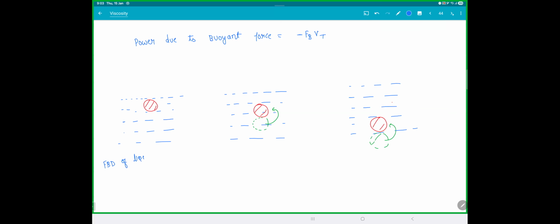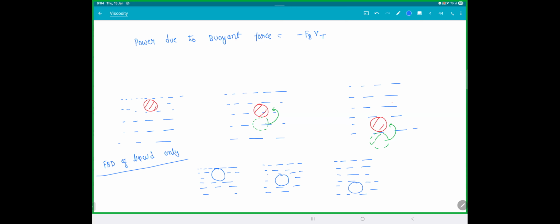If you just draw the FBD of the liquid, meaning remove the ball from there, this is how the picture will look. So you will find a cavity here. The liquid will be like this. As it sinks, the cavity will be here. Liquid will be like this. Can you see how the picture looks? Now, even though the height is not changing, did you observe something? Initially, the center of mass of the liquid is here. As the cavity is going down, the center of mass is going up. This is the center of mass of the liquid. So when the ball is sinking, the liquid is continuously rising up.